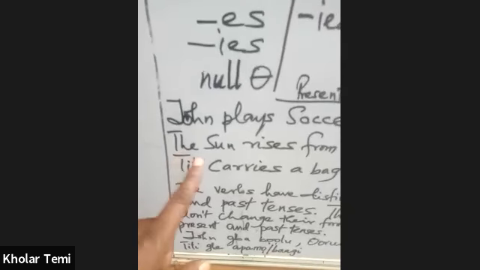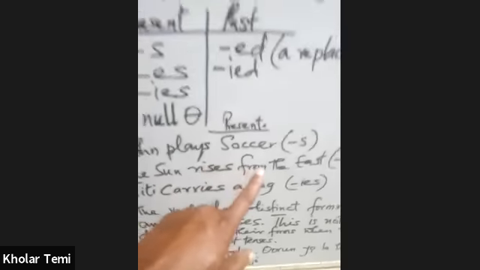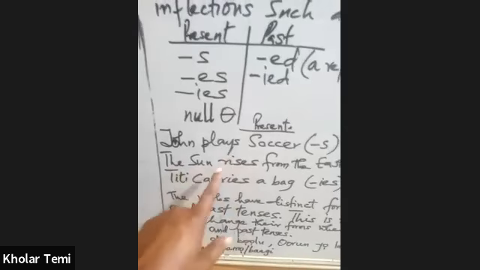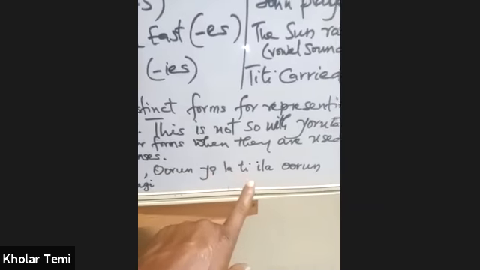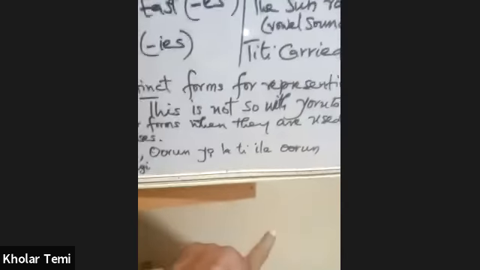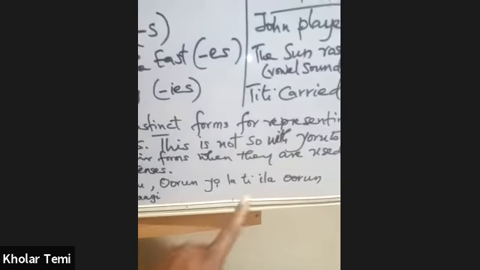So look at this. The sun rises from the east. ES is being added to the rise. The sun rises from the east. So Yoruba will just tell you, Oòrùn yọ láti ìlà oòrùn. Oòrùn yọ láti ìlà oòrùn.